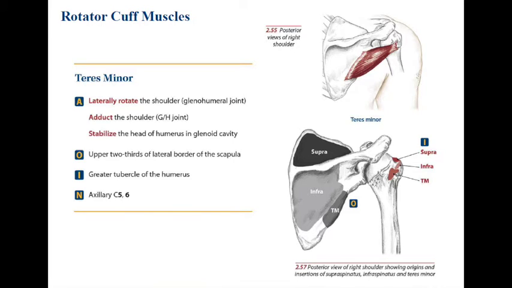Teres minor. Origin: upper 2/3 of the lateral border of the scapula. Inserts: greater tubercle of the humerus. Actions: laterally rotates the shoulder, adducts the shoulder, stabilizes the head of the humerus in glenoid cavity.